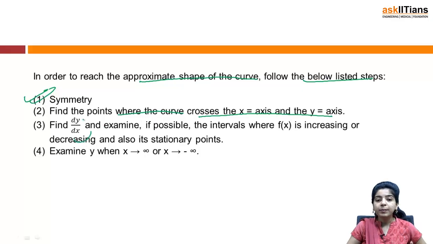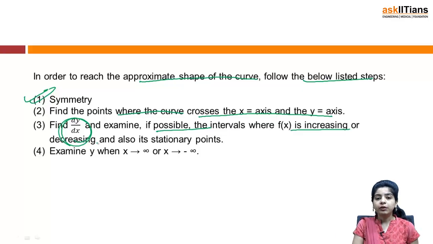Then you'll find dy by dx and examine, if possible, the intervals where f(x) is increasing or decreasing and its stationary points. Now computing dy by dx and finding out the stationary points or the intervals in which the function is increasing or decreasing also helps you out in drawing the curve. So the third step would be this, and finally you will try to examine y when x is tending to infinity or x is tending to minus infinity.